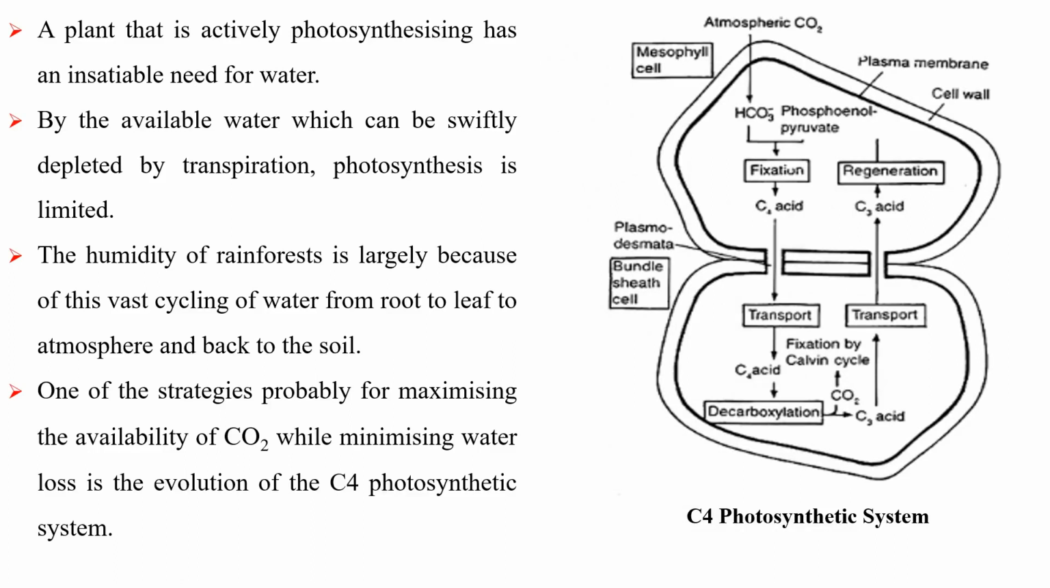A plant that is actively photosynthesizing has an insatiable need for water. Photosynthesis is limited by the available water, which can be swiftly depleted by transpiration. The humidity of rainforests is largely because of this vast cycling of water from root to leaf to atmosphere and back to the soil. One of the strategies, probably for maximizing the availability of carbon dioxide while minimizing water loss, is the evolution of the C4 photosynthetic system.